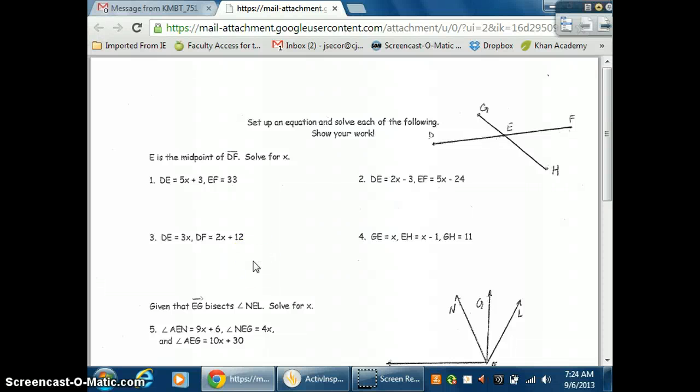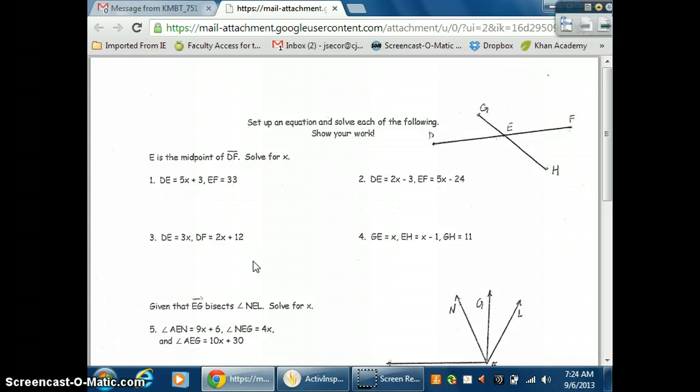Hi, this is Mrs. Secor, and if you would turn to the back side of classwork number 4, you'll find this worksheet. It says to set up an equation and solve each of the following. Show your work. Okay, we're going to do number 2, 4, and 6 and 7.